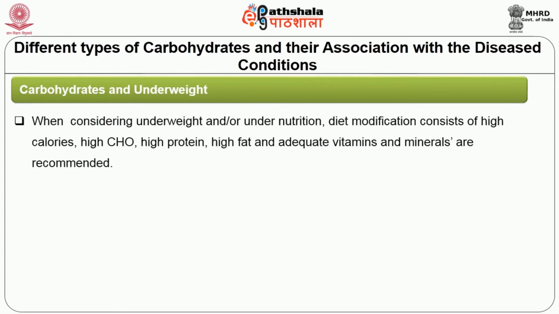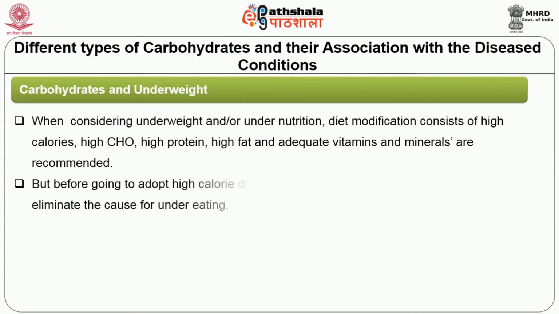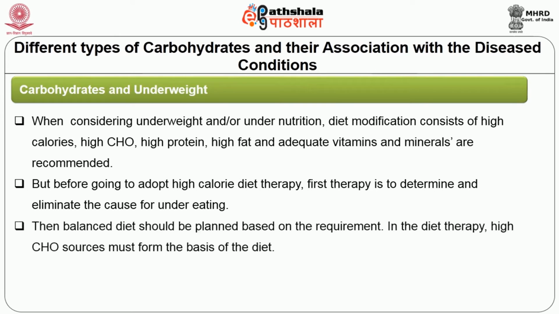When considering underweight and or undernutrition, diet modification consisting of high calorie, high carbohydrate, high protein, high fat, and adequate vitamins and minerals is recommended. But before adopting high calorie diet therapy, the first step is to determine and eliminate the cause for undereating. Then the balanced diet should be planned based on the requirement.